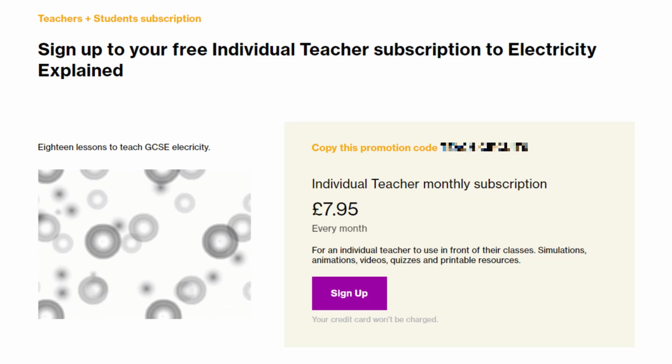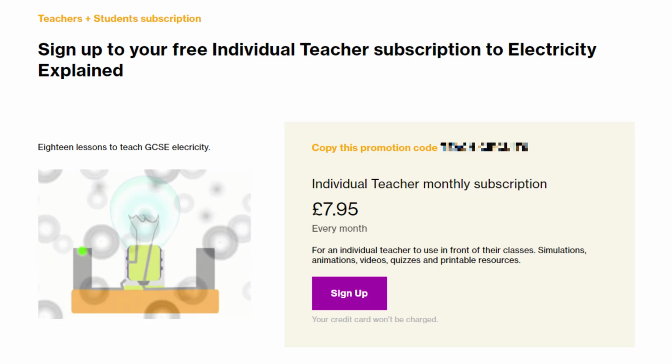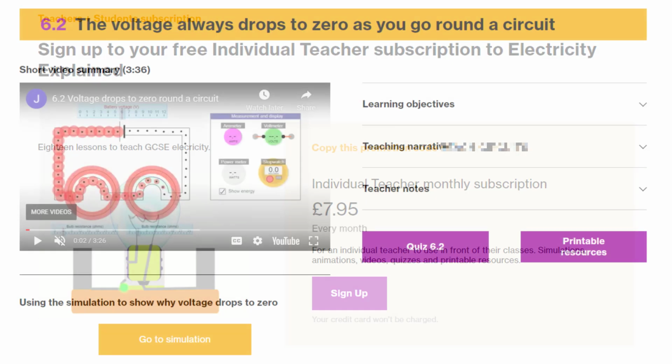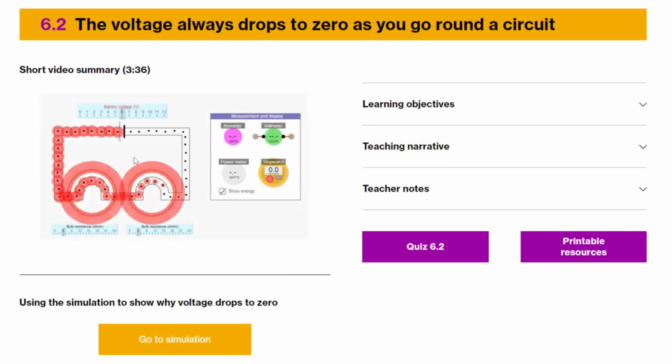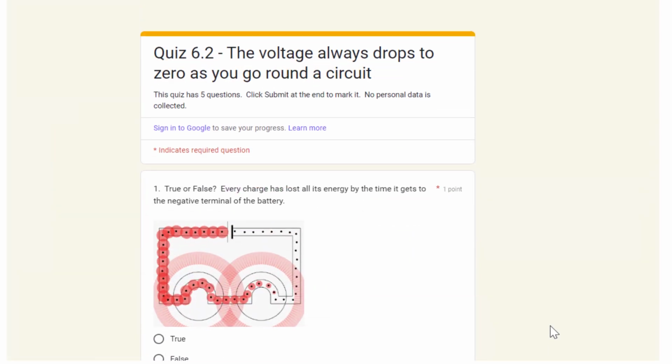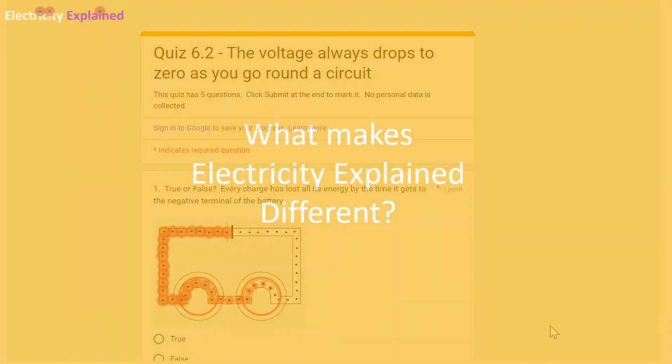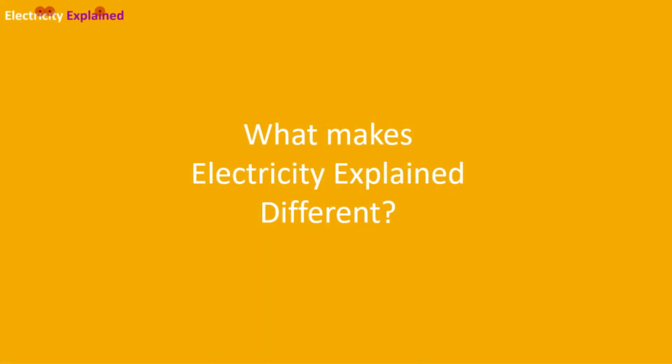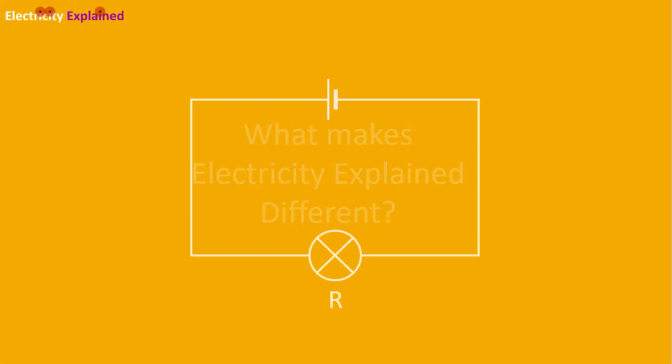If you've just been signed up by your head of department, you might be asking yourself what you've been signed up for. You've probably already got access to videos, animations and quizzes, so what makes Electricity Explained different? Let's try and answer that by looking at how one of your students might approach this basic question.